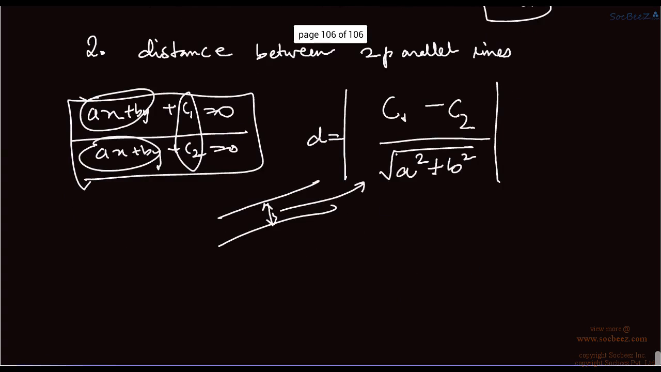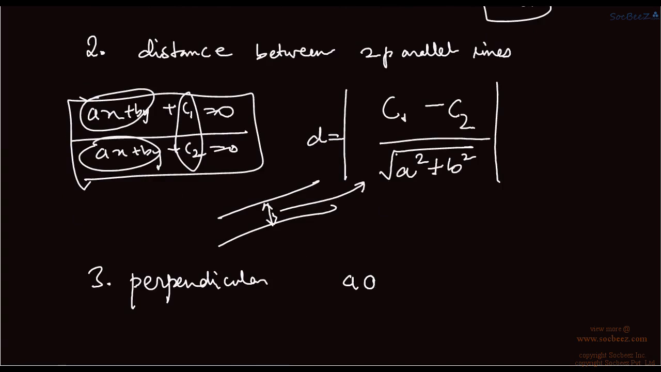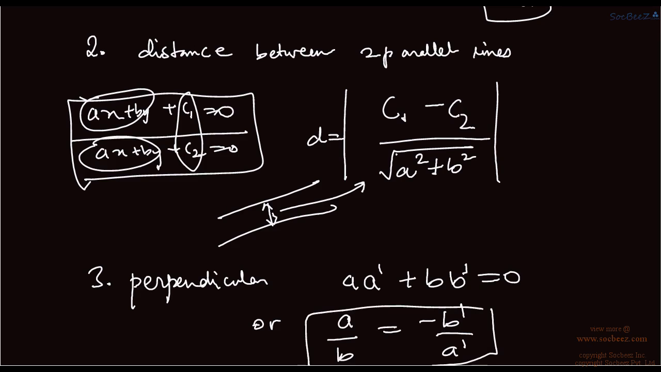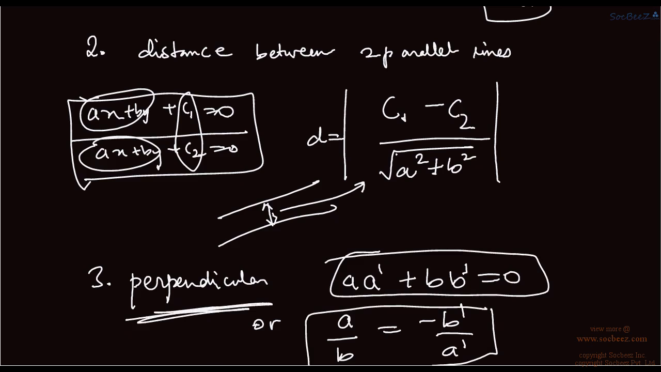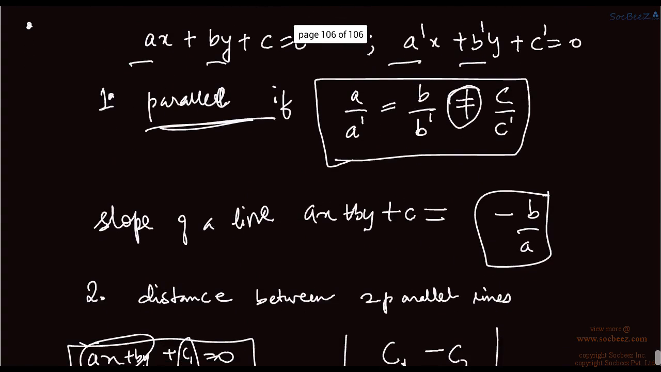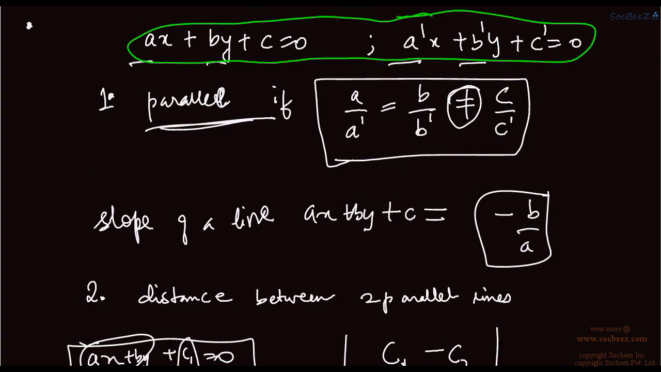If two lines are perpendicular, then A dash plus B dash is equals to 0, or you can write A upon B is equals to minus B dash upon A dash. Fine. So this is the condition. This is the condition that A dash plus B dash is 0. Then these two lines will be perpendicular. A dash and B dash respectively define these things.